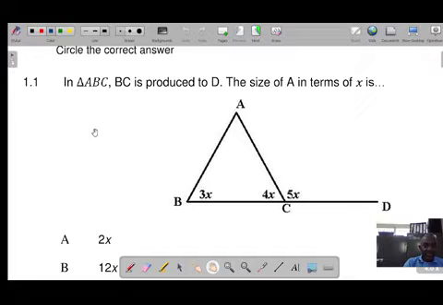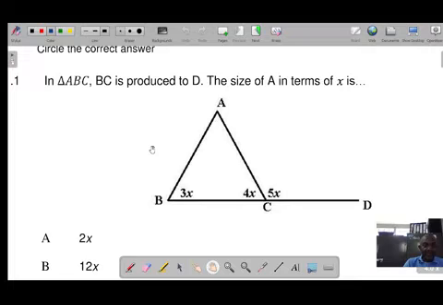Okay. The question was saying here that, in the triangle ABC, BC is produced to D. The size of A in terms of X is... so we want to find out this angle here. Let me highlight the angle I'm talking about. This is angle A in terms of X, meaning that we want it using the X values, maybe 3X, 12X. Now, how do we find this one here?